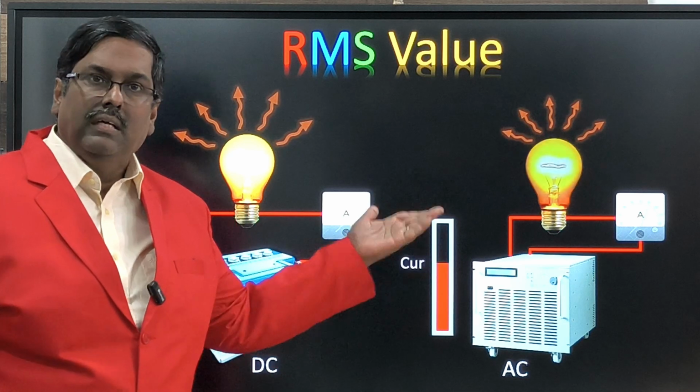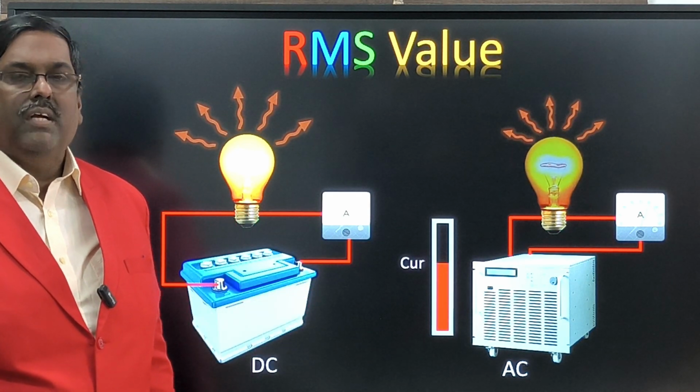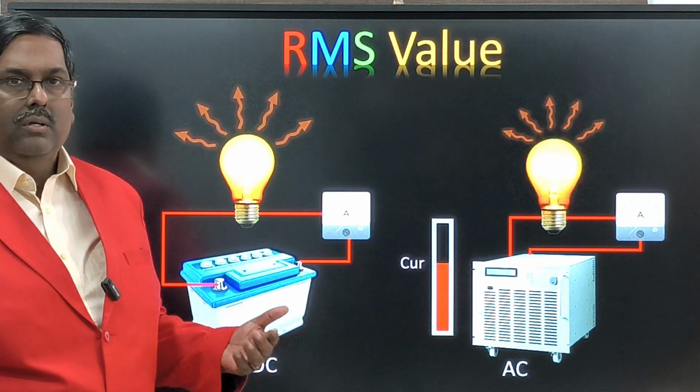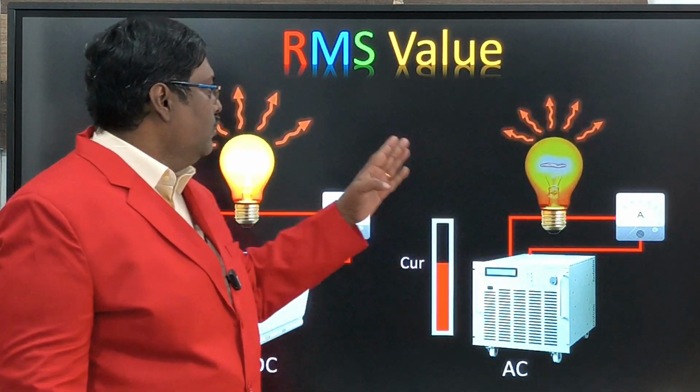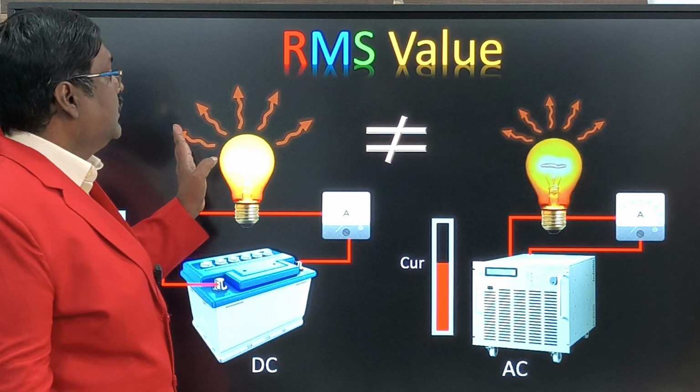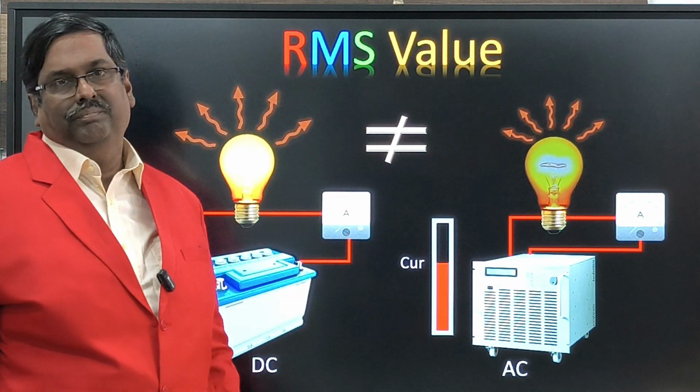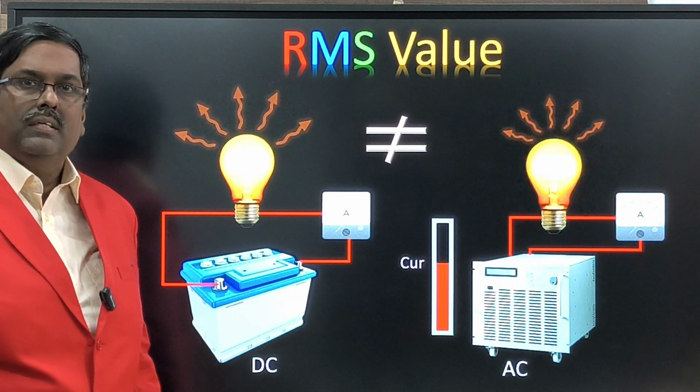You know why? Because sometimes the bulb is switched off and switching on again, and it is going to the peak. So definitely the heat generation from this AC circuit is less than the heat generation from the DC circuit, that is not equal. You understand?